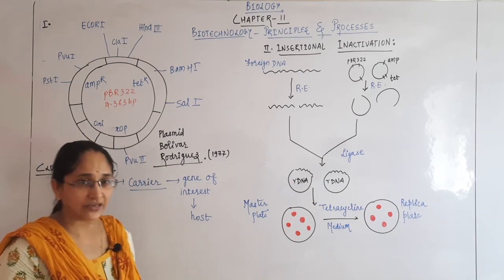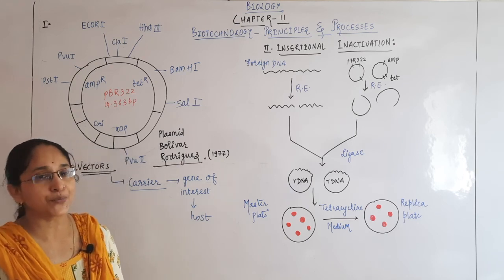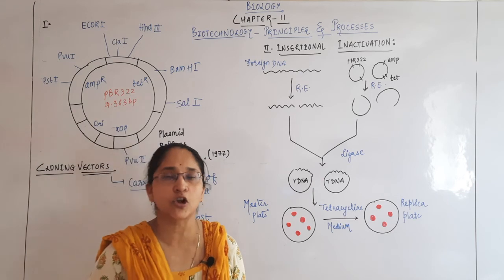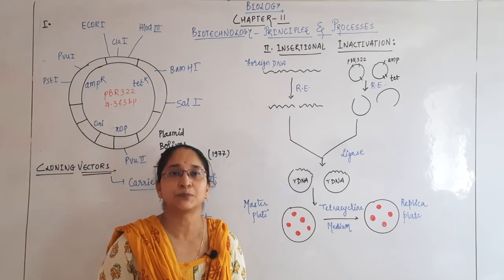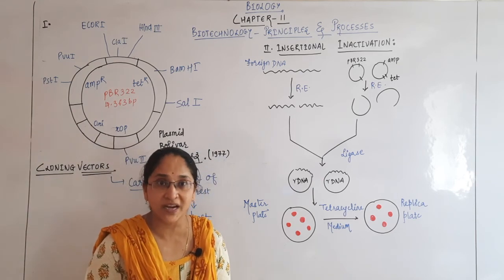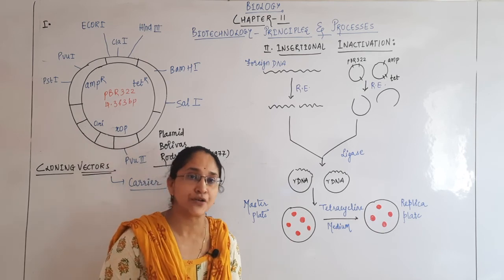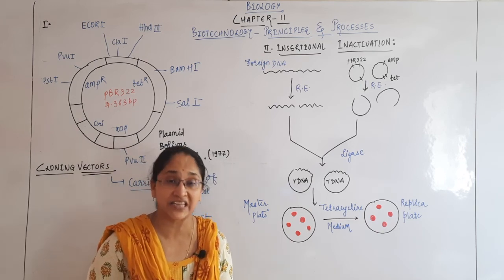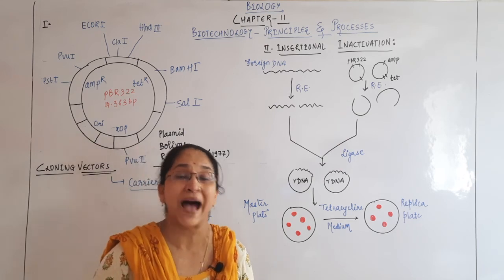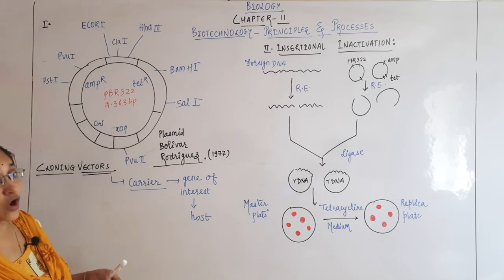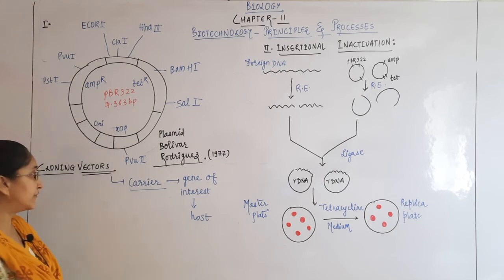Talking about the cloning vectors, there are n number of cloning vectors available. The most commonly used cloning vector is plasmid. We have phagemid, cosmid, and bacteriophages, which are generally the viruses which infect the bacteria. We've also got BAC, which is bacterial artificial chromosome, and YAC, that is yeast artificial chromosome.